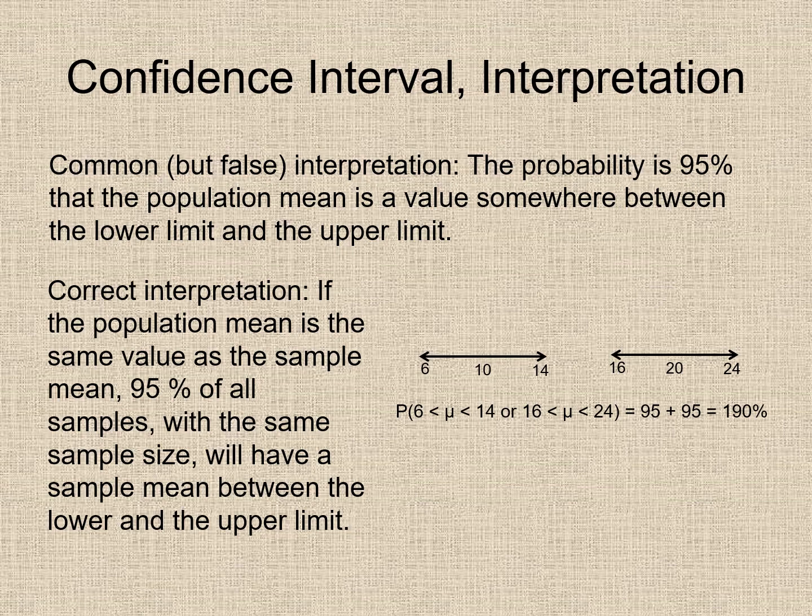So the point here, and of course this could happen, is that these two samples are drawn from the same population. So there is only one true population mean. So in this case, we say that the probability is 95% that the population mean is somewhere between 6 and 14. But we also say that the probability is 95% that the population mean is a value somewhere between 16 and 24. And probabilities can be added.